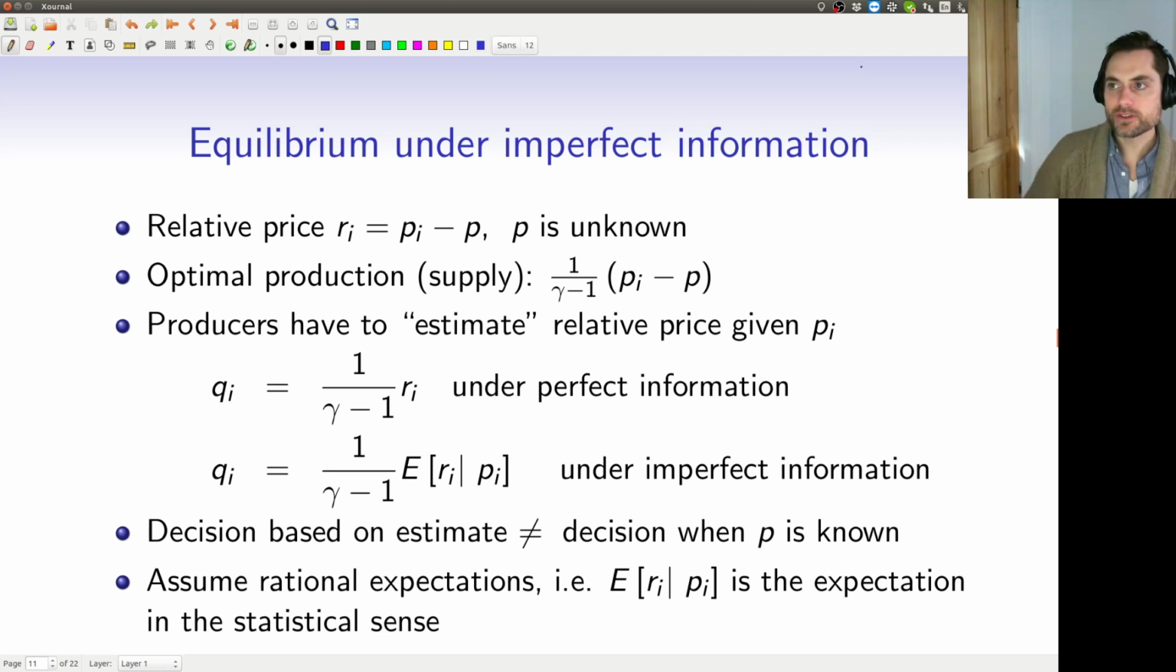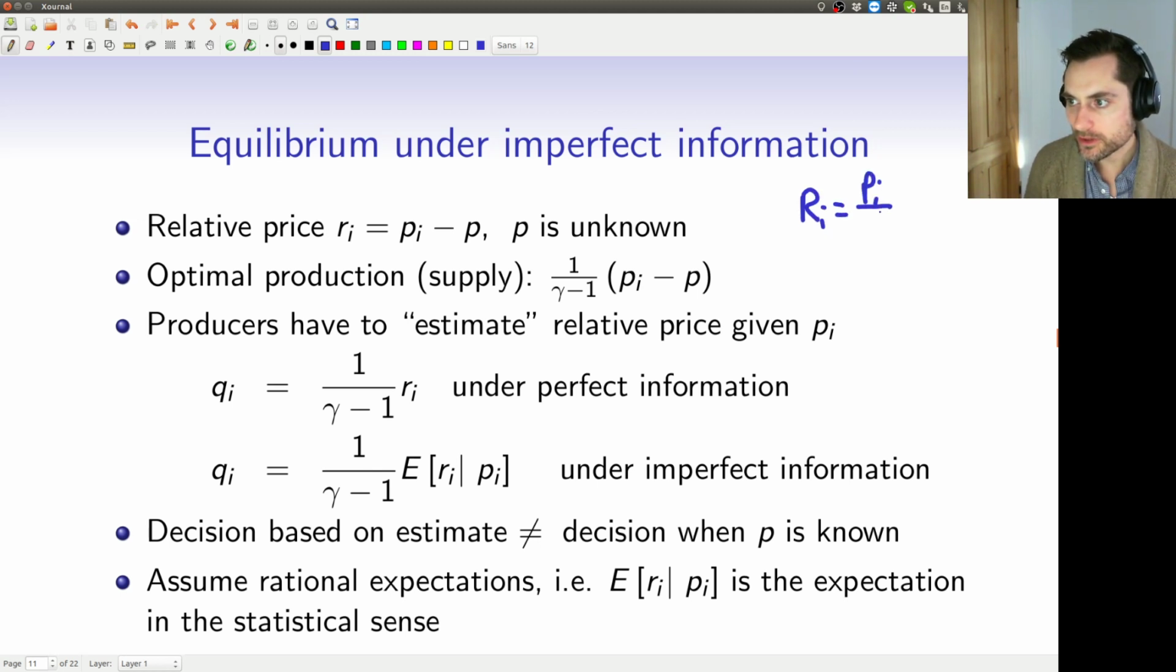Okay, so that was the perfect information version of the model. Now we're going to solve the same model under imperfect information. Just to make our lives easier and to make notation easier, we're going to define something called the relative price. That's basically this object in levels: the price of firm i, or household i, divided by the average price in the economy. In logs, it looks like this.